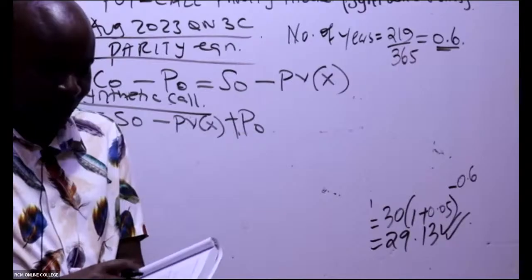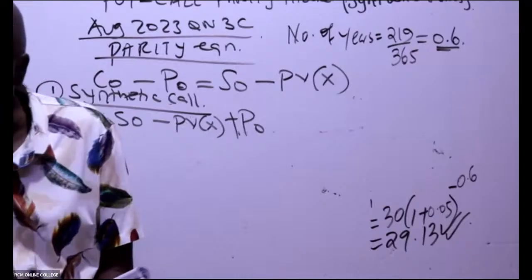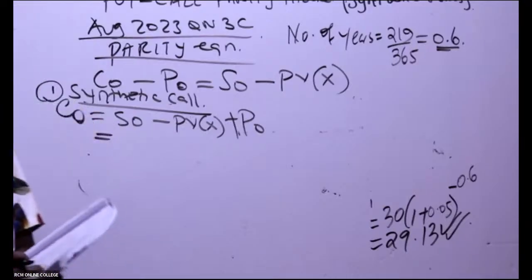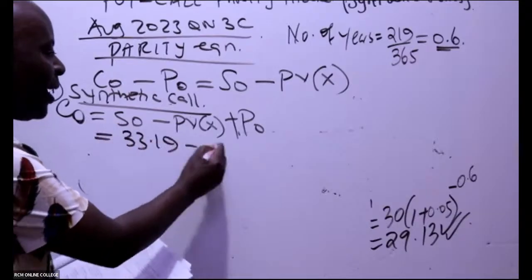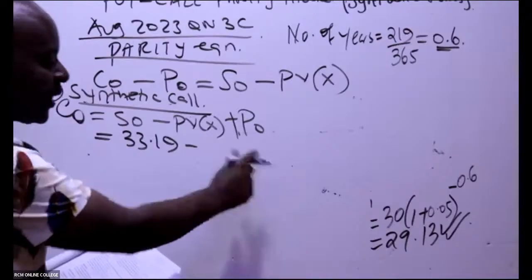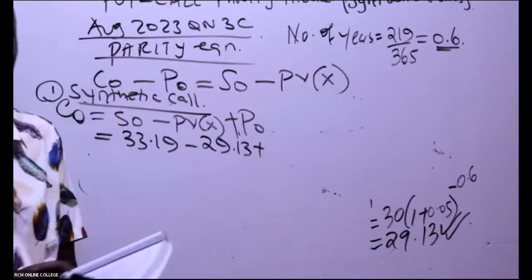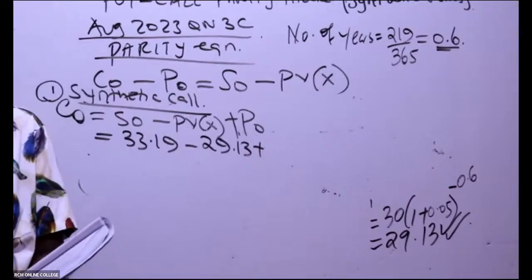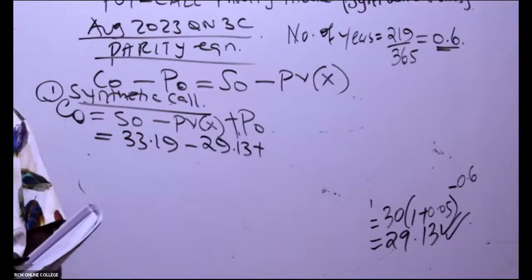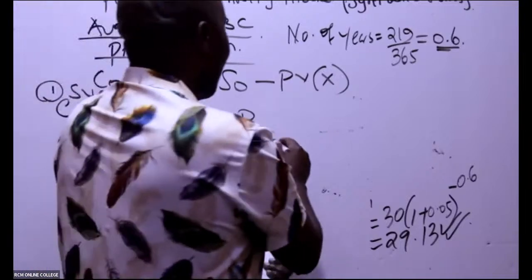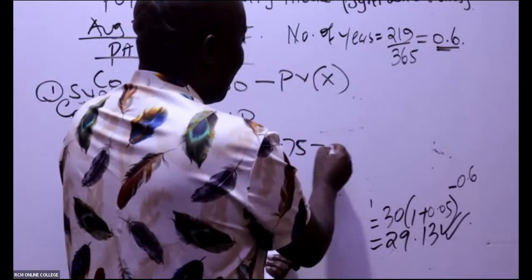Is there somebody who is able to see SO? SO is the current stock price. 33.19, isn't it? 33.19. Are you able to see the present value of the X? We have just computed it. 29.13. This is the put price, the PO. It's given in the question. Second line there. We have here 2 point what here? 2.79. 2.75 actually. So then that is it.